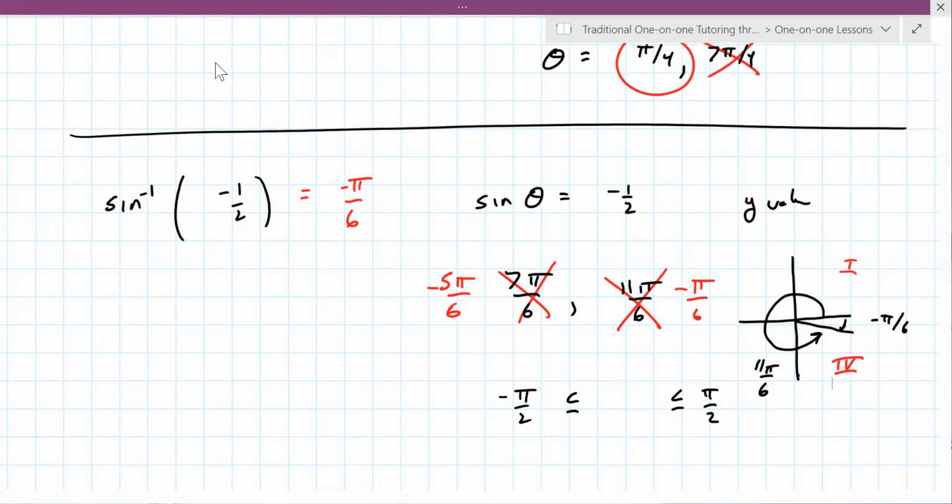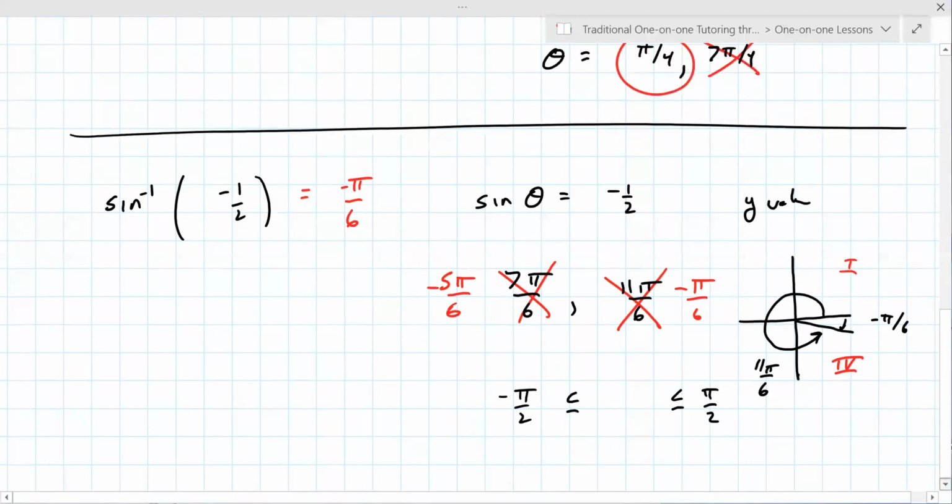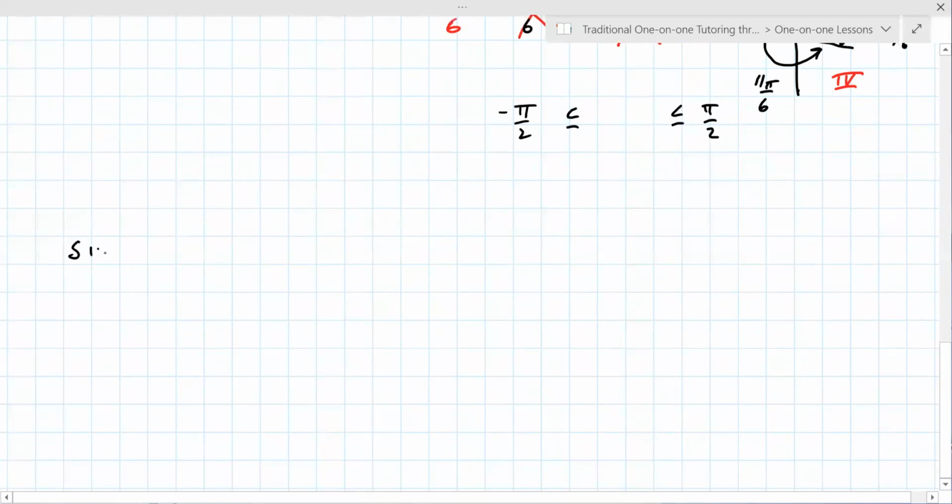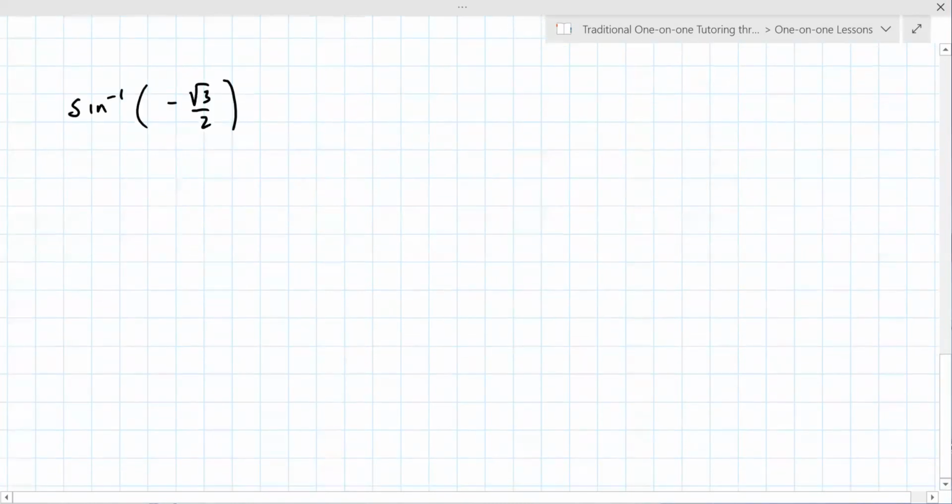Okay, so let's do another one. Let's say I want the arc sine of the negative square root of 3 over 2. You go to your unit circle. Where is sine theta equal to the square root of 3 over 2? That's the y value. No, I'm sorry, negative square root of 3 over 2. And that's at 4 pi over 3 or 5 pi over 3.